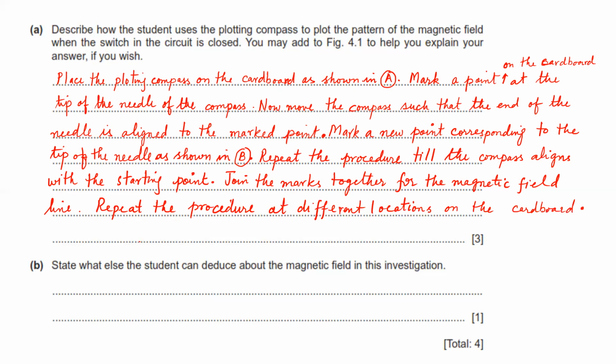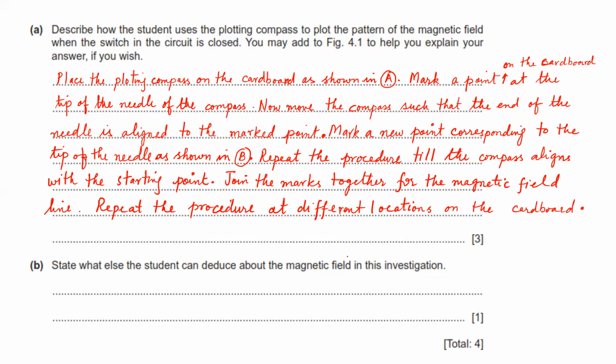Then in the last part it says state what else the student can deduce about the magnetic field in this investigation. So the direction of the magnetic field can be obtained from this, as I've told that if the thumb is pointing towards the direction of the current, the curved fingers will be pointing towards the direction of the magnetic field. So the direction of the magnetic field can be either clockwise or anti-clockwise. Similarly, the strength of the magnetic field can also be deduced. If the magnetic field lines are very close together or closely packed together, it means it's a strong magnetic field.